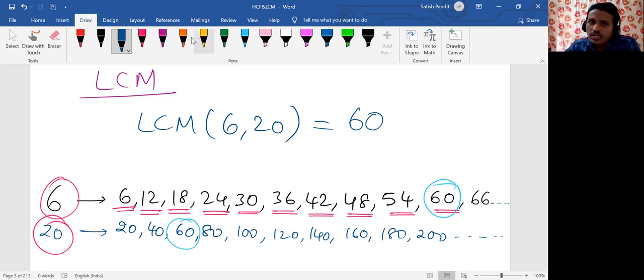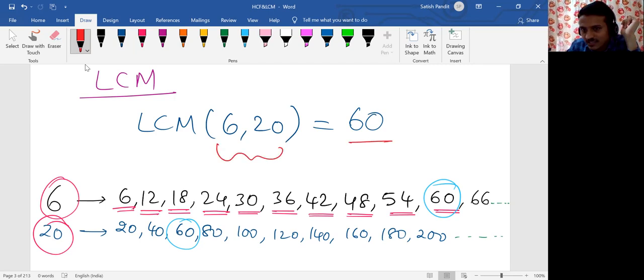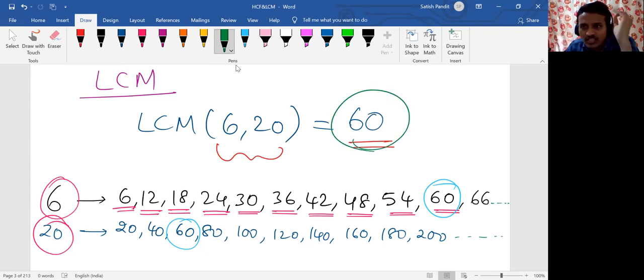You understand? Now, if two numbers are given, we cannot find the multiples and find out what is least common. So we go for prime factorization method. Actually, we have division method as well, but we'll learn just prime factorization today. Now, if you see the LCM of 6 and 20, it is 60. That means 60 is the smallest number which is divisible by both 6 and 20. That is the least common multiple.